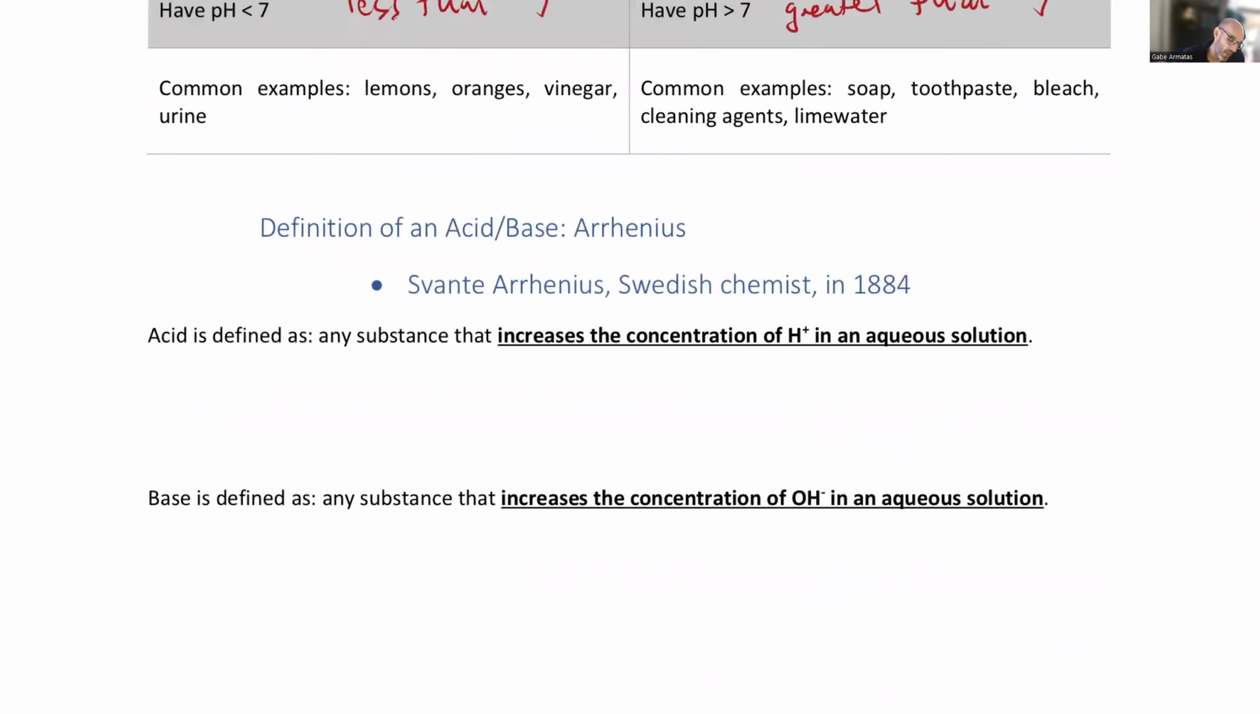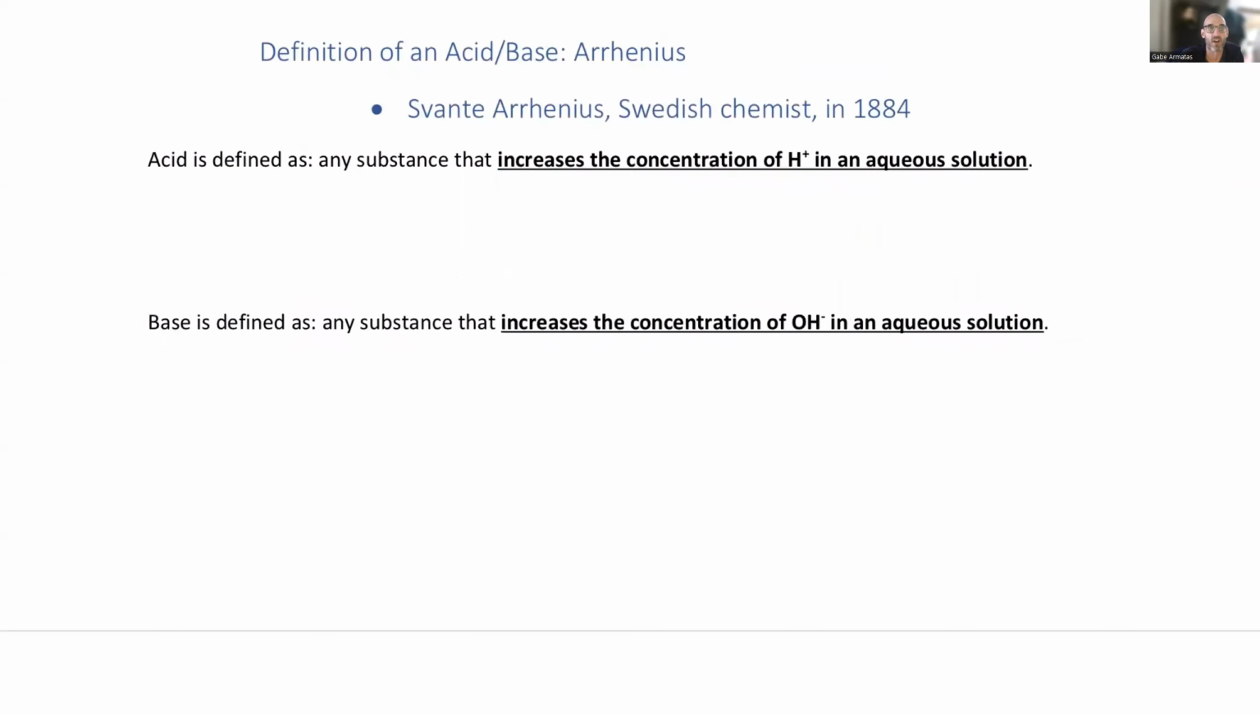And let's talk about defining these things. So the definition of an acid, and there are 3 definitions, of which we're only interested in 2, but acids and bases have a number of different definitions. We have to define them as chemists and say, well, what is going on at the molecular level to make an acid an acid and a base a base? So Arrhenius, a Swedish chemist in 1884, was the first one to define an acid and a base.